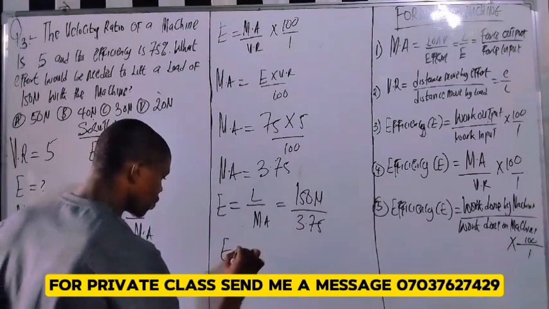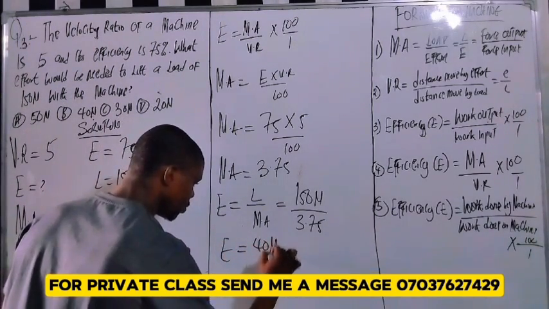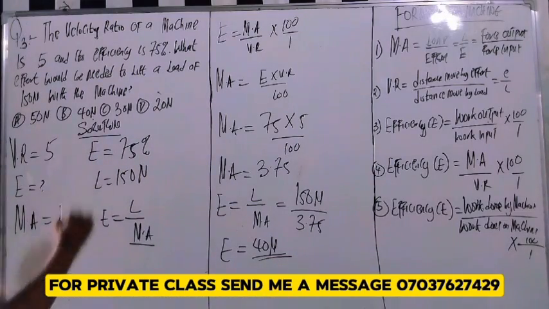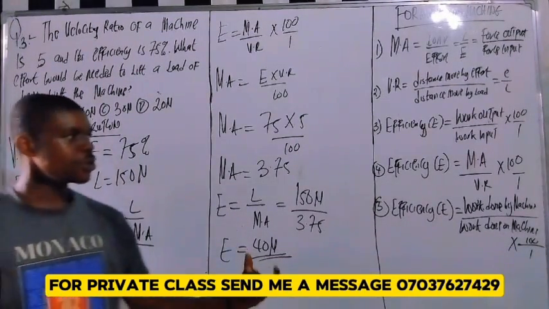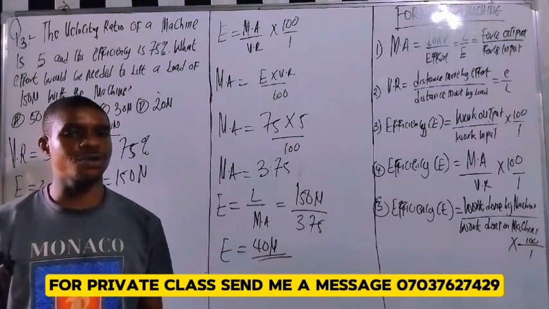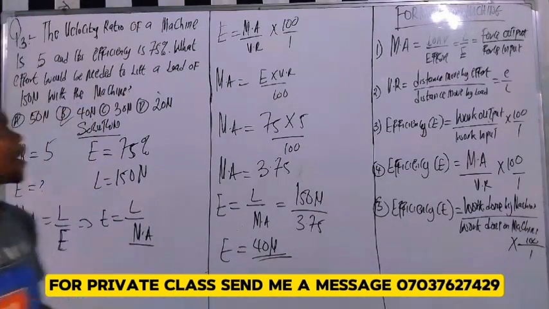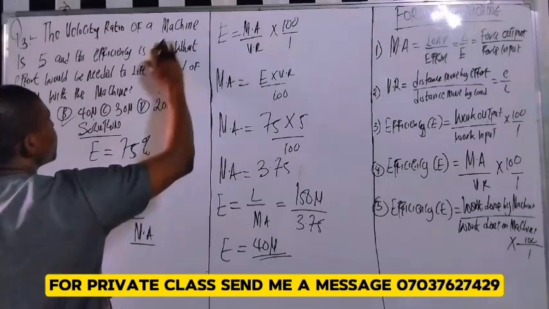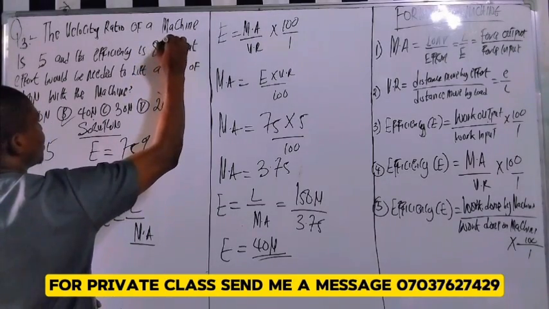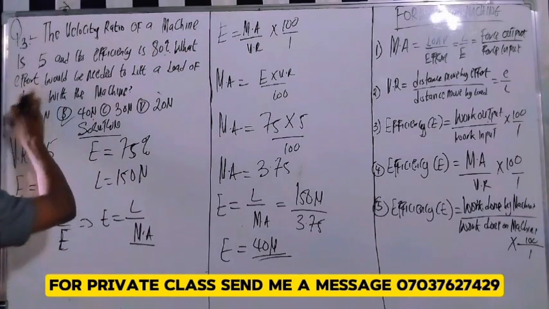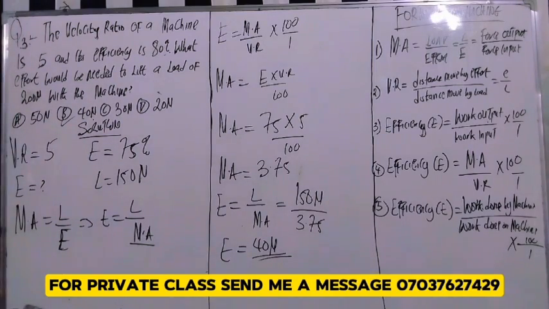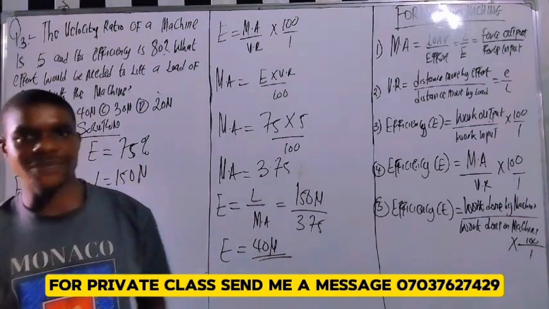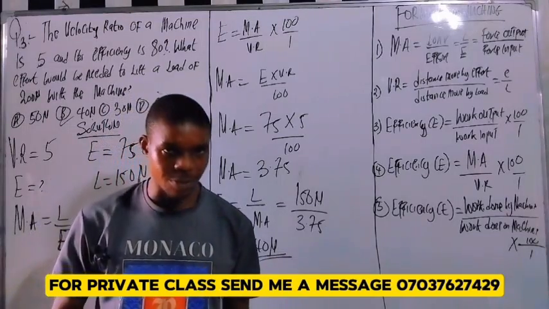So my effort equals 40 newton. What is the option? The option is B. Do you see that? So this was the first part of machines. Now if I change the efficiency to 80%, and my load is now 200 newton, go ahead and calculate the effort. Pause the video, calculate the effort, and leave it in the comment section.